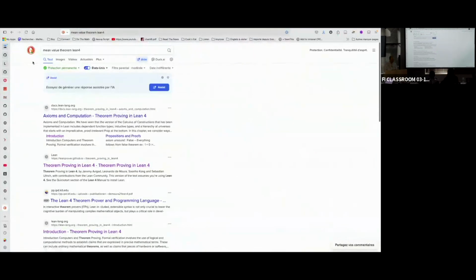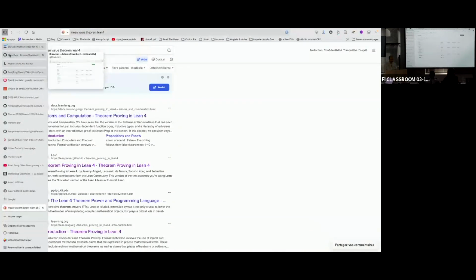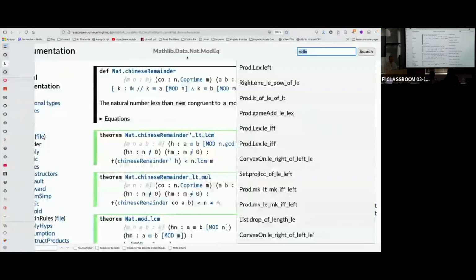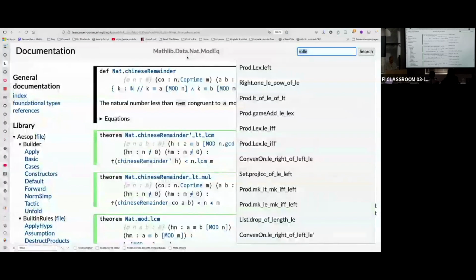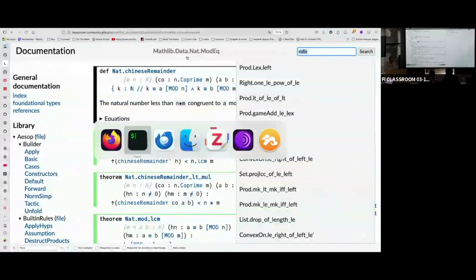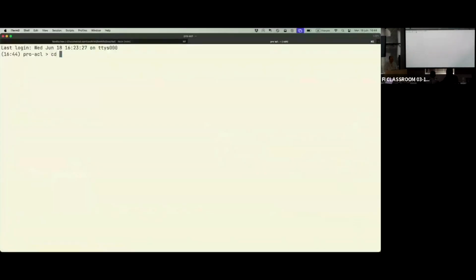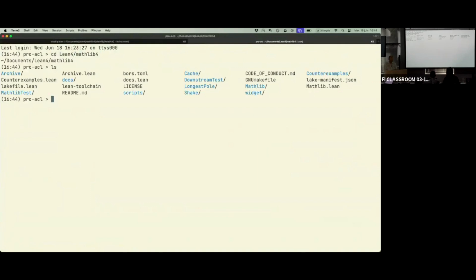Well, it's not so good. So then what would I do? But I don't know how to do that. Except that I can do something like that. You see, I can do grep: mean, minus I, mean value, Mathlib, and so on.